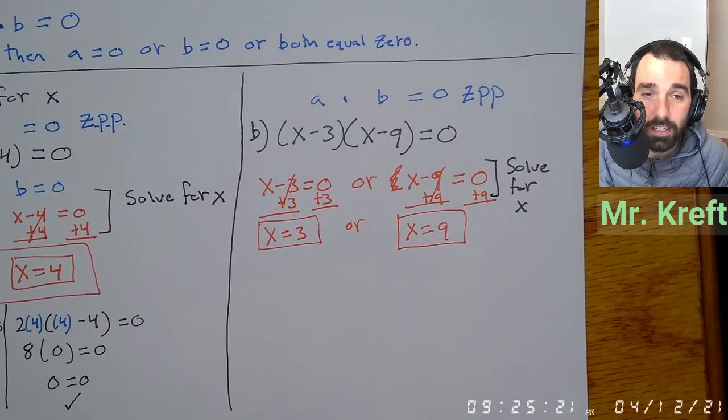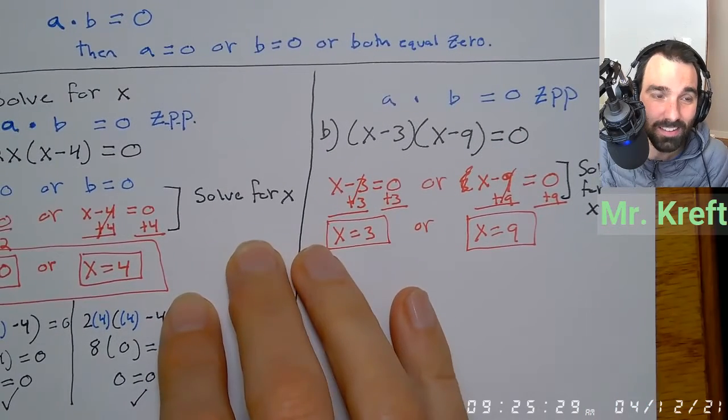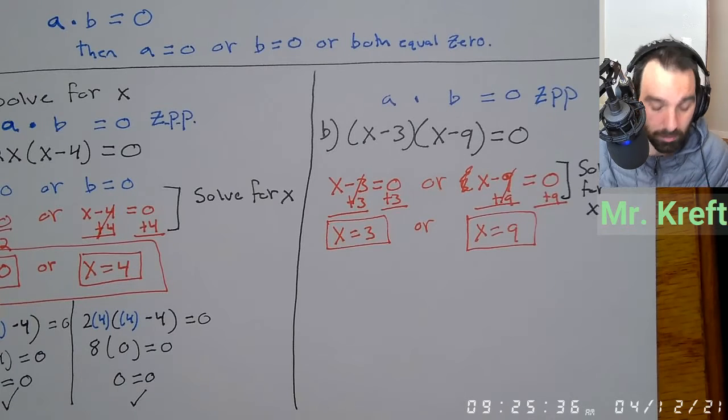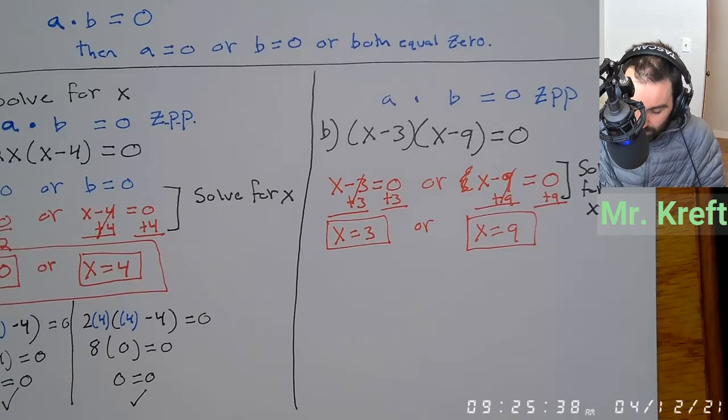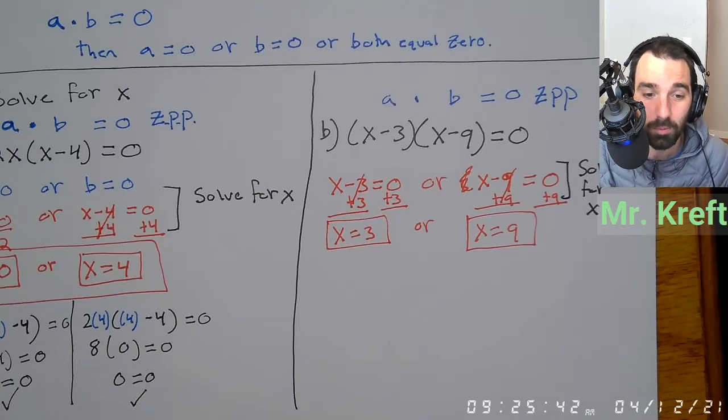Okay, so you can see, and hopefully you guys see this, that the hard part is going to be the factoring. Once they're factored, solving them is really easy. It's just one additional step at the end. So today we're just going to be focusing on the zero product property. And then next class, we're going to be focusing on factoring and then using the zero product property.